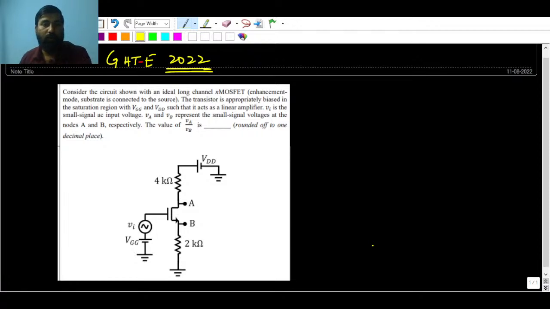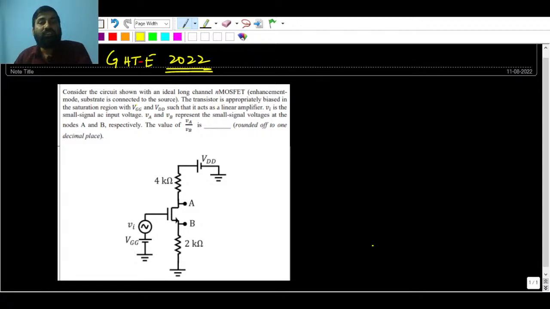Okay guys, this problem was asked in GATE 2022 in the electronics and communication paper, and it is based on small signal analysis of a MOSFET amplifier. Let's read the question first. Consider the circuit shown with an ideal long channel N-channel MOSFET, enhancement type. The substrate is connected to the source.